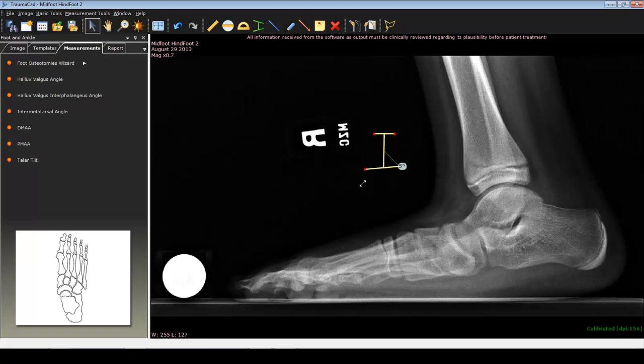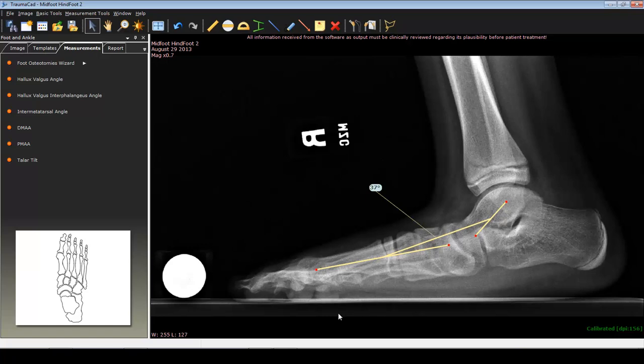Most commonly, there is an angle that is used on the lateral view, and it is called a Meary's angle, or a lateral talo-first metatarsal angle, and that is identified by finding the bisection of the talar declination and the shaft of the first metatarsal. In this image, it measures out to be about 37 degrees.